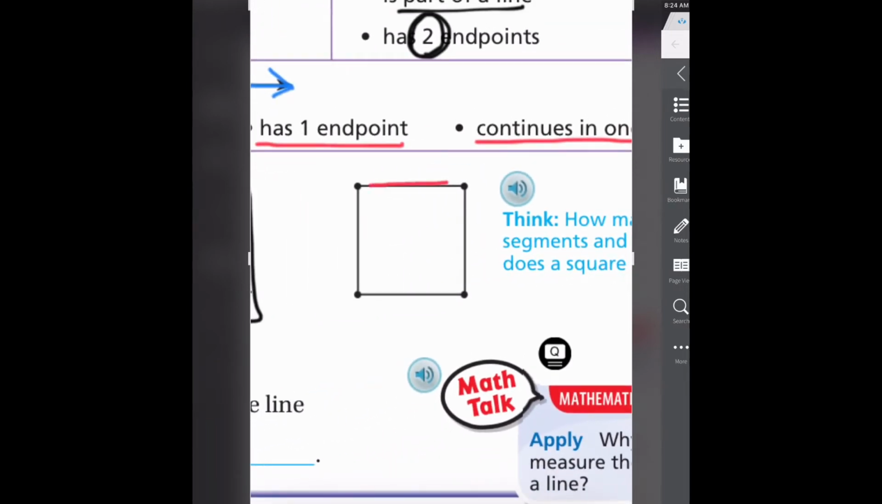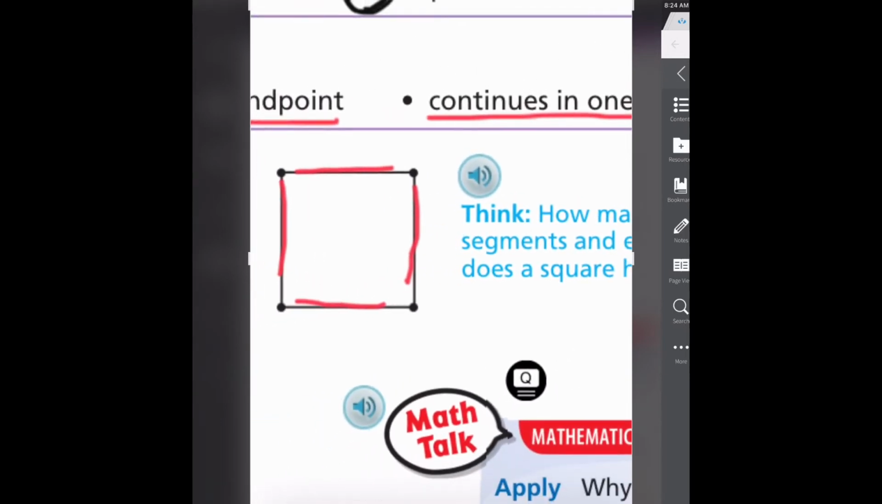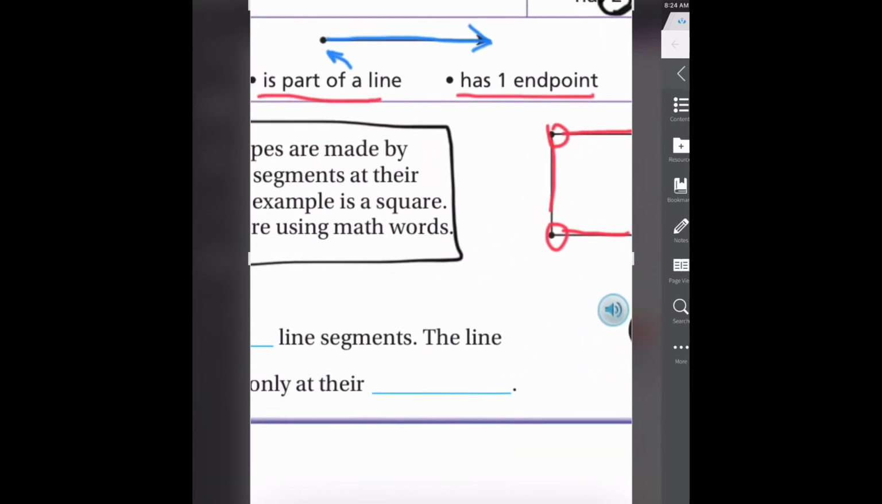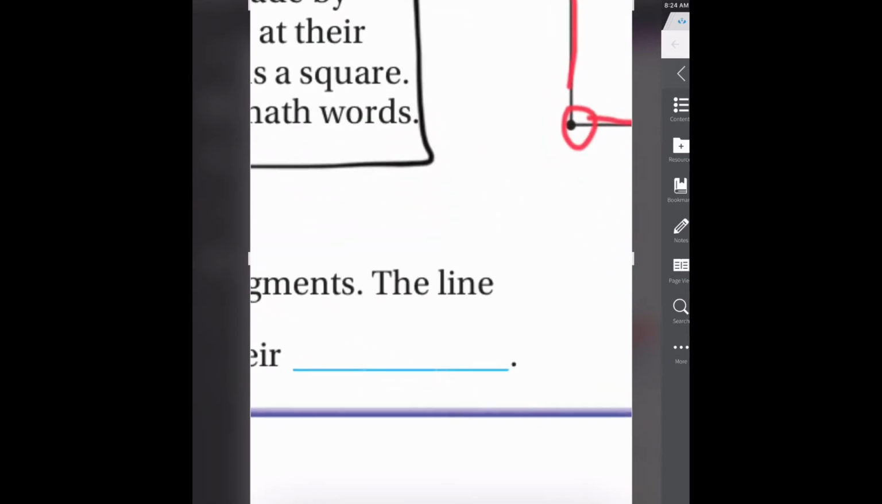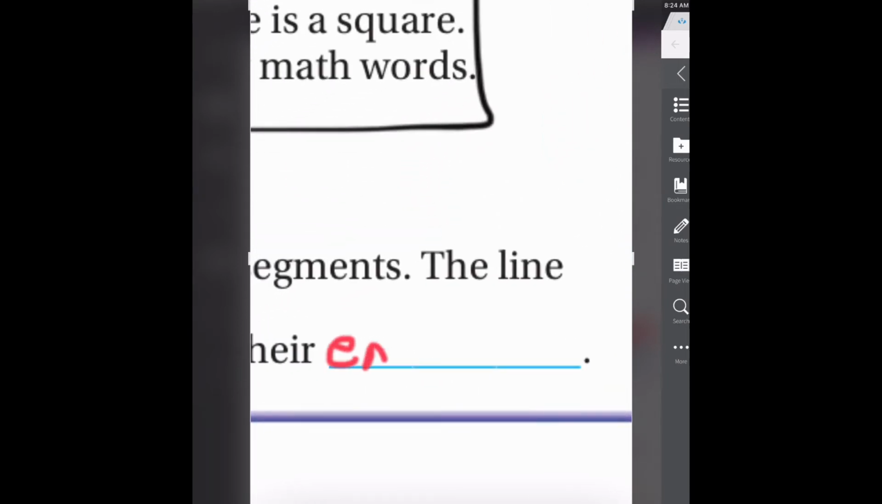There's a line segment, there's a line segment, there's one, and there's one. So it has 4 line segments because it has 4 sides. And how many endpoints does it have? 1, 2, 3, 4. It has 4 endpoints because it has 4 corners. The corners are your endpoints. So a square has 4 line segments. The line segments meet only at their endpoints.